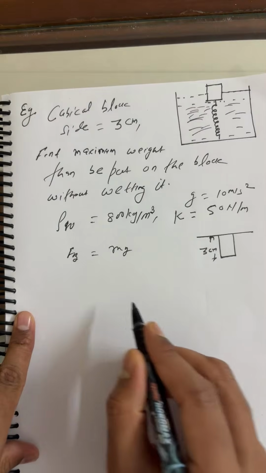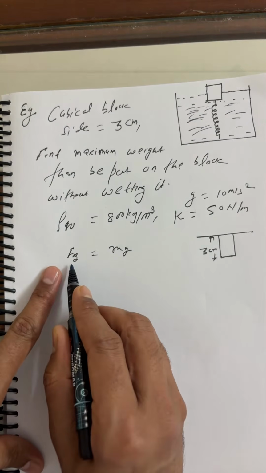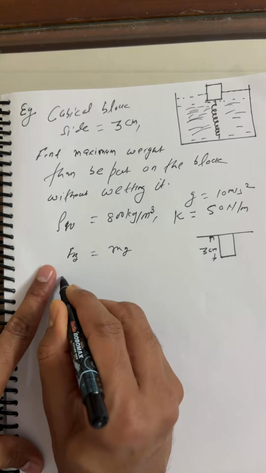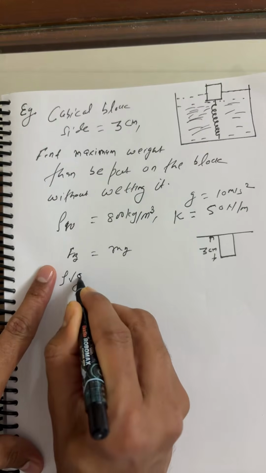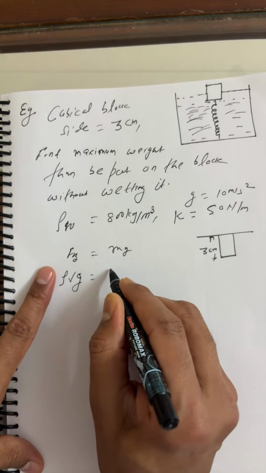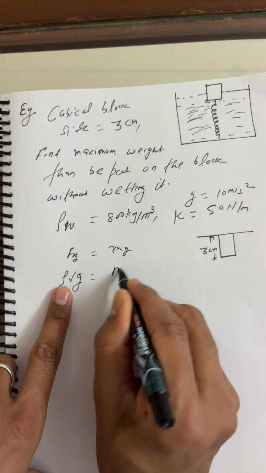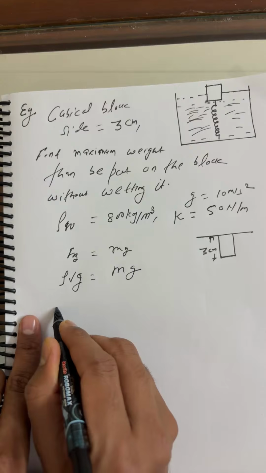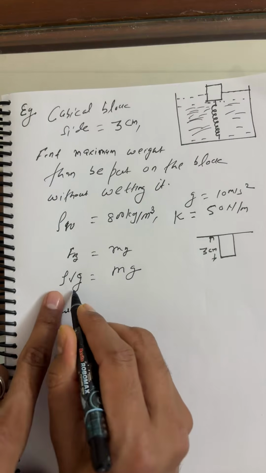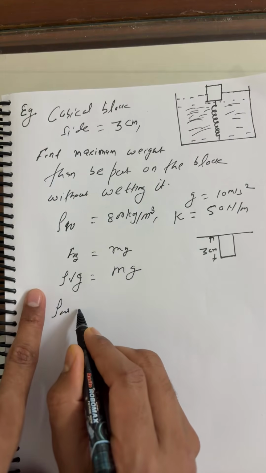So you can see, beta, this is rho Vg, and rho Vg is equal to mg. Here rho is the density of water, and volume, what can you say, is L times B times H.